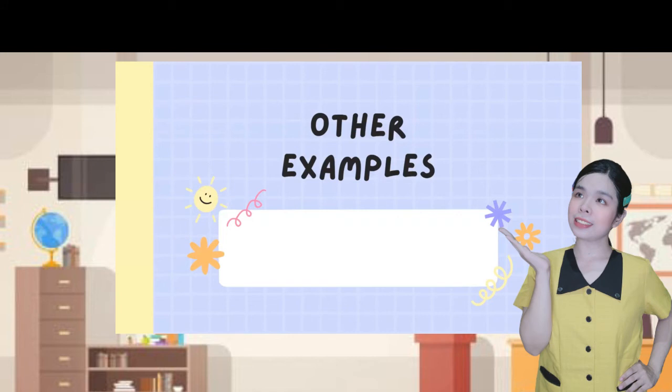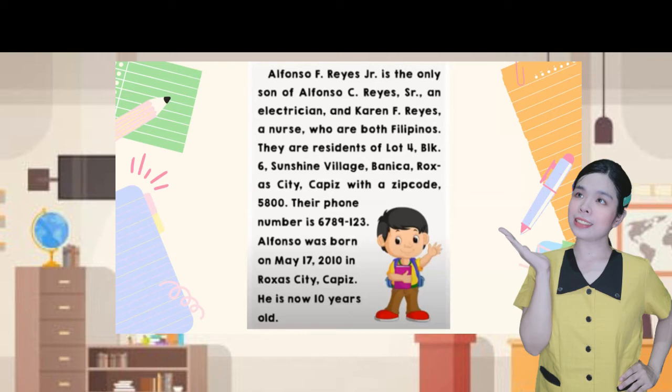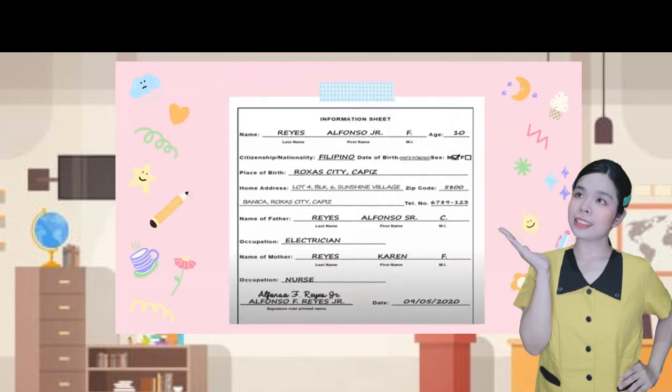These are the other examples. Alfonso F. Reyes Jr. is the only son of Alfonso C. Reyes Sr., an electrician, and Karen F. Reyes, a nurse, who are both Filipino. They are residents of Lot 4, Block 6, Sunshine Village, Banicaroa City, Capiz, with the zip code 5800. Their phone number is 6789-123. Alfonso was born on May 17, 2010 in Roa City, Capiz. He is now 10 years old. So you will just fill out the information needed.